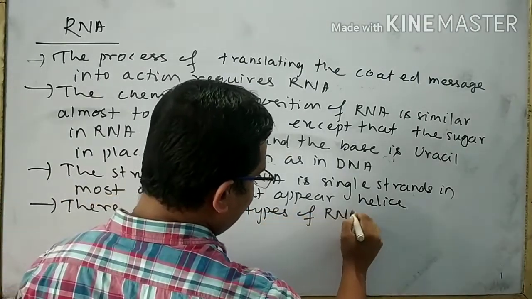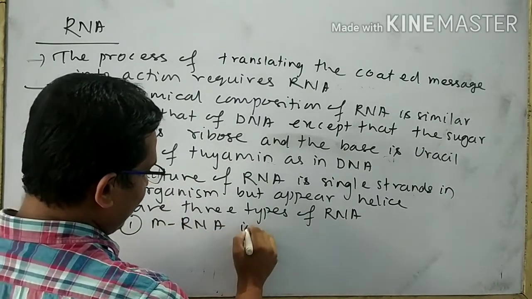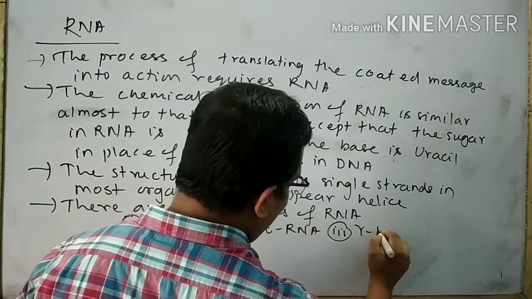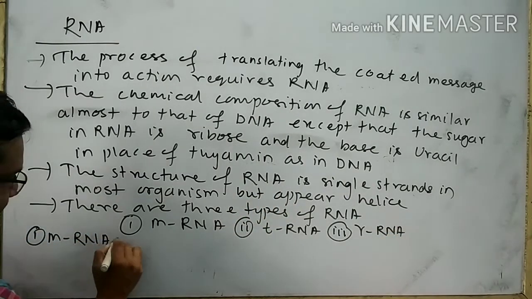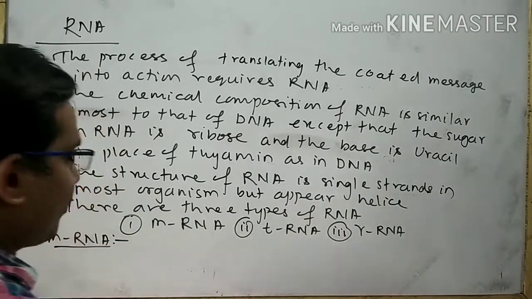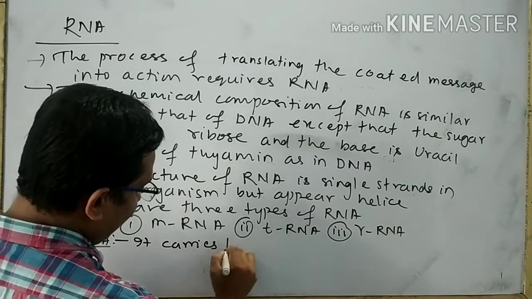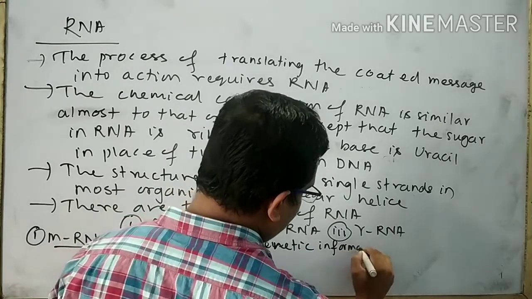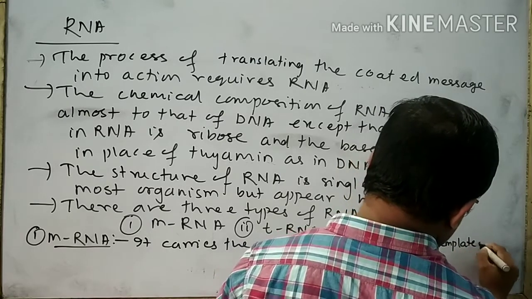There are three types of RNA. One is mRNA, second is tRNA, third is rRNA. At first I will discuss the mRNA. mRNA carries the genetic information from the template of the DNA, so you can write: it carries the genetic information from the template of DNA.